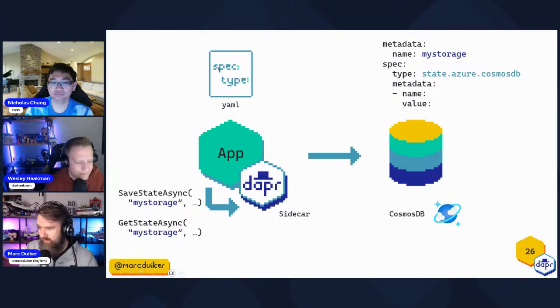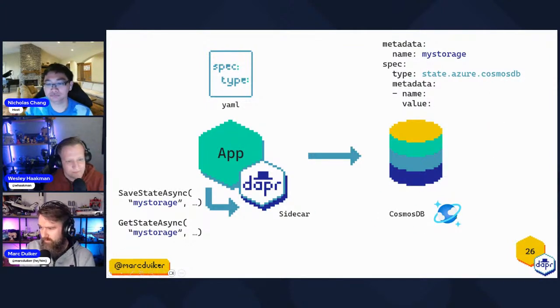So with this combination of this YAML file that contains the link of this name and the actual state type, and the developer uses this name in the source code, this is the way that Dapr actually figures out, okay, my storage is actually linked to CosmosDB.